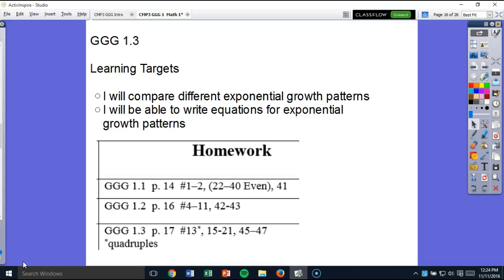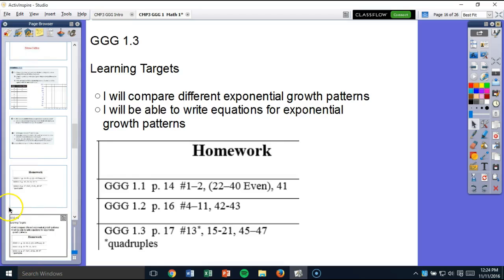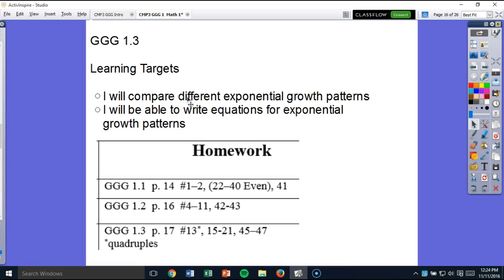Hello everyone and welcome to Growing 1.3. Our learning targets today remain fairly similar to the ones we had yesterday. We want to be able to compare different exponential growth patterns and be able to write equations for those exponential growth patterns. Our homework for 1.3 will be number 13, where things quadruple, 15 through 21, and 45 through 47.